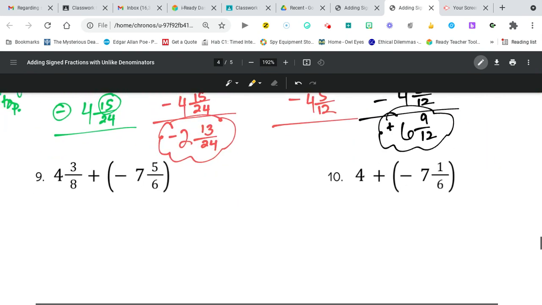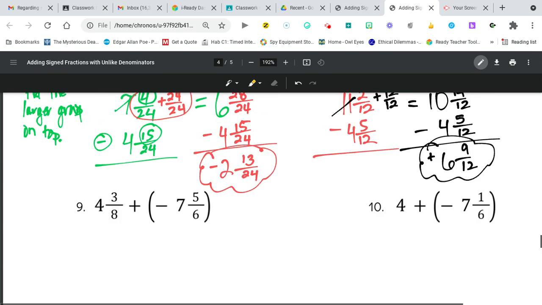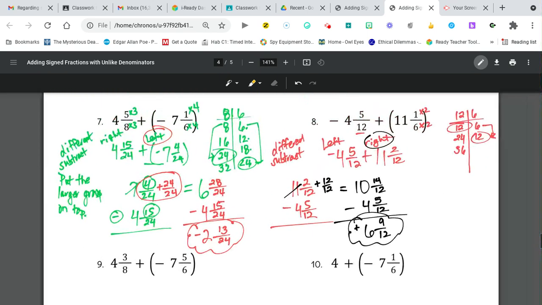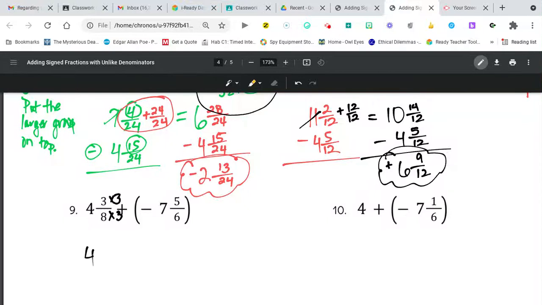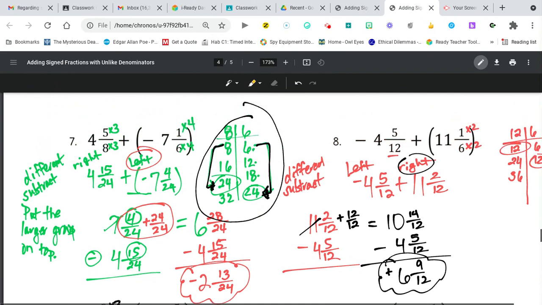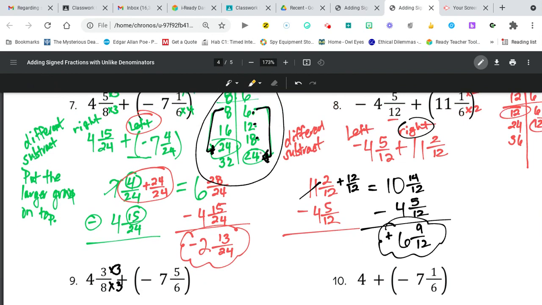Okay, let's take a look at 9. I'm going to use the same T-chart. I got 8 and 6. We should already determine that the common denominator is 24. So I'm going to multiply that by 3 and that by 3. I'm just up here. I already got 8 and I already have 6. So I'm not going to reinvent the wheel and do it again. All right, so that's going to give me 4 and 9/24 plus negative 7. And I get to multiply this by 1, 2, 3, 4.